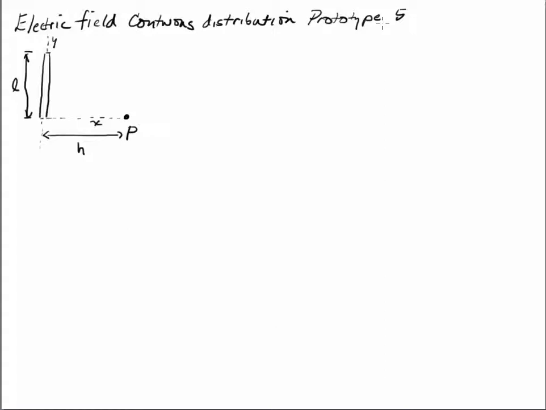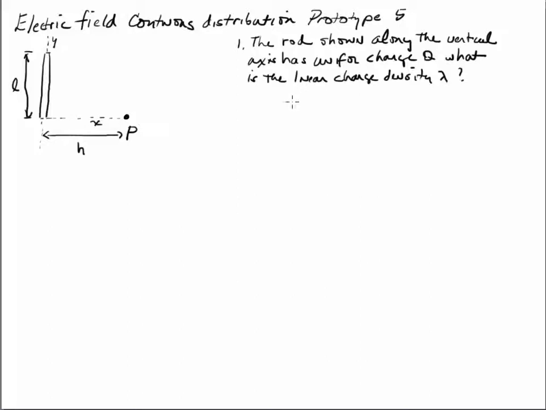And what I show is a charge distribution along the y-axis of length L. And our point of interest is along the x-axis at P, a distance h away. So the rod shown along the vertical axis has a uniform charge Q. It has length L, so the question is, what is the linear charge density?